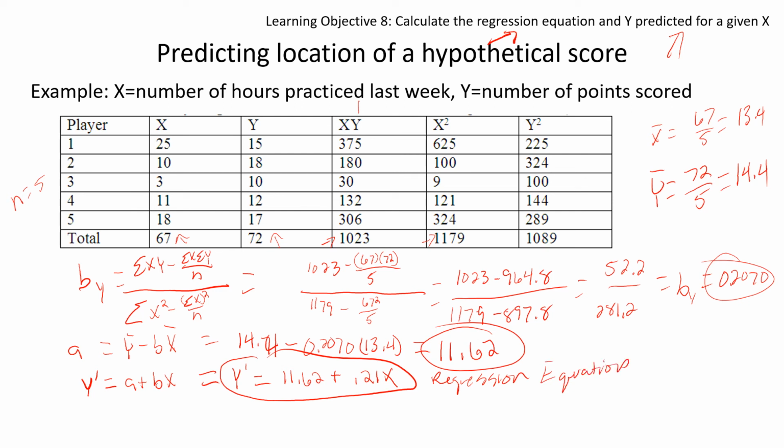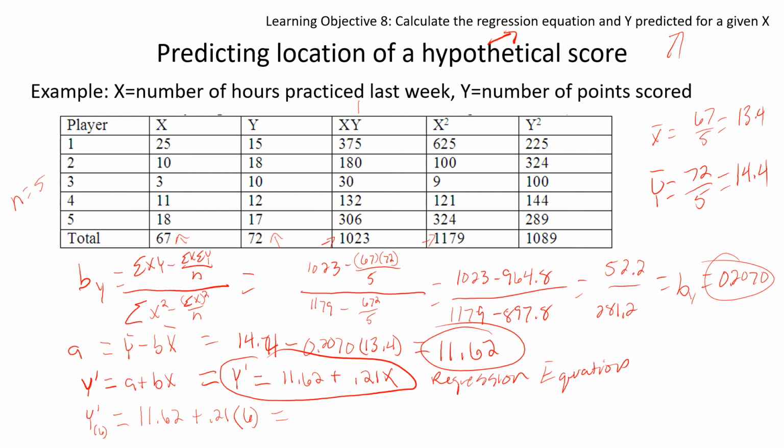Now let's actually use this regression equation to predict a y from a given x. Let's do a given x of 6. So what we would do is take this y predicted for a given value of 6. So x is going to be 6, and we're going to plug in 6 into this formula in place of x. So we've got 11.62 plus 0.21 times 6.